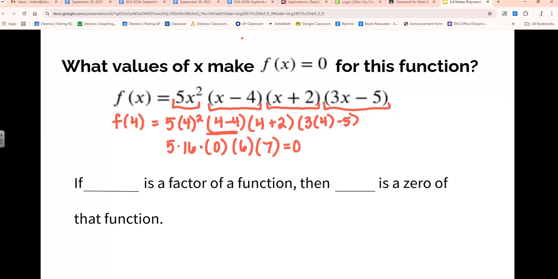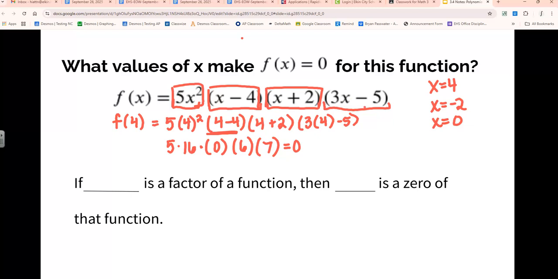So, anything that would make any factor 0 is going to be a 0 of this function. So x equals 4, we just said, is a 0. That comes from this factor right here. We would also have anything that would make x plus 2 equal 0. Well, if I plugged in a negative 2 here, then that would be a 0. For this part of the function, if I plugged in a 0, 5 times 0 squared, that would equal 0. So x equals 0 is a 0 of the function.